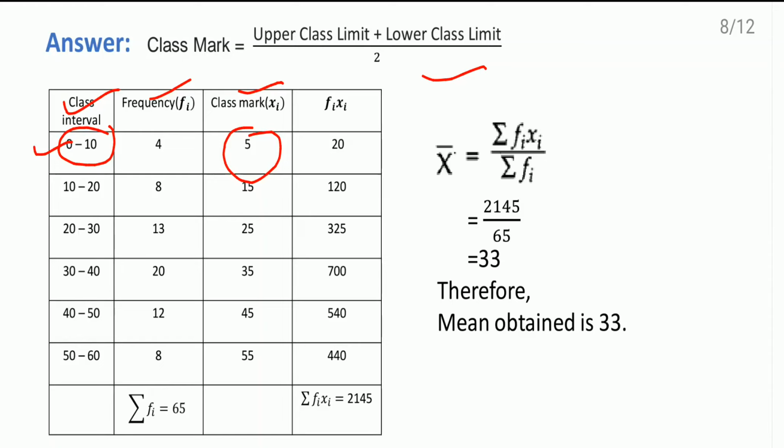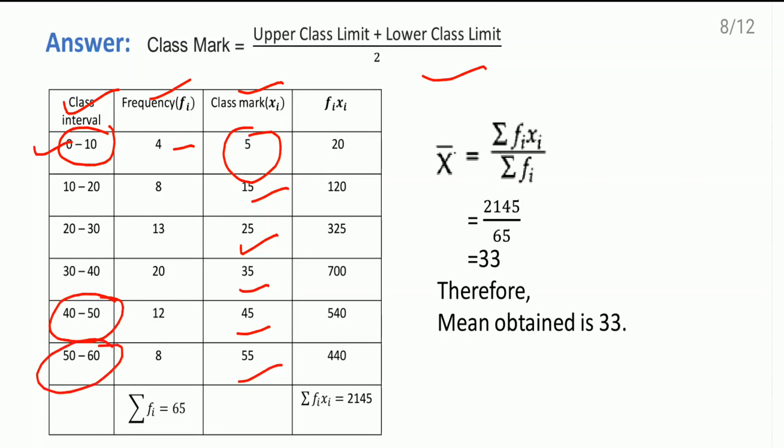Because in 0 to 10 there are 4 students. So every student got how many marks, that we don't know here, right? So what we are doing? We are taking the mid value of that class, and that is nothing but the class mark. For every class we have done it. Here 15 is there, 25, 35, see 45 average of this class, 55 average of this class, correct?